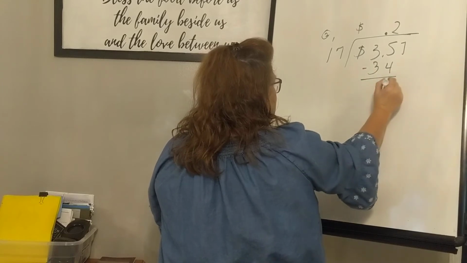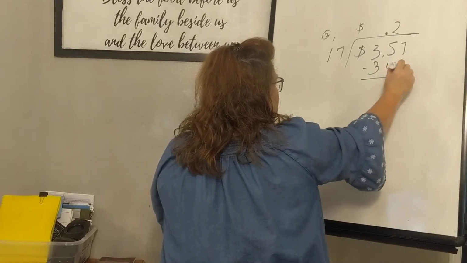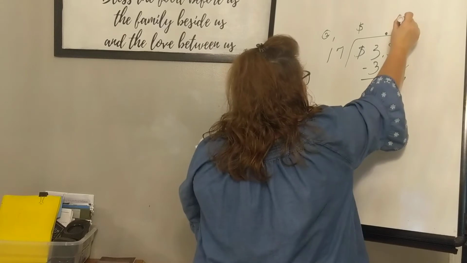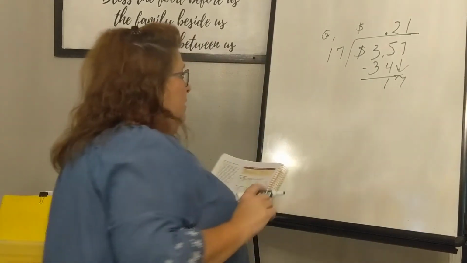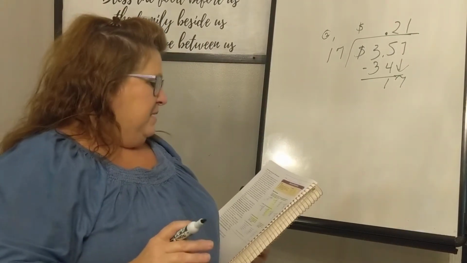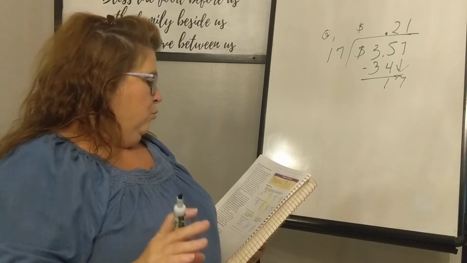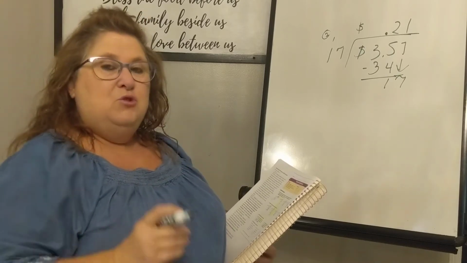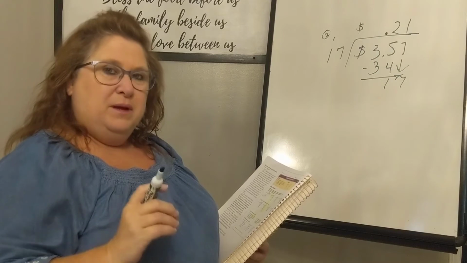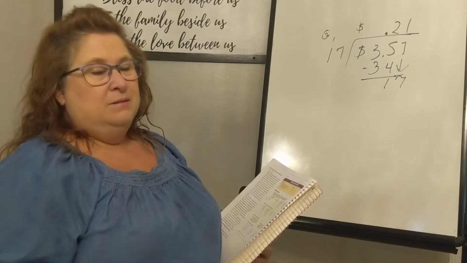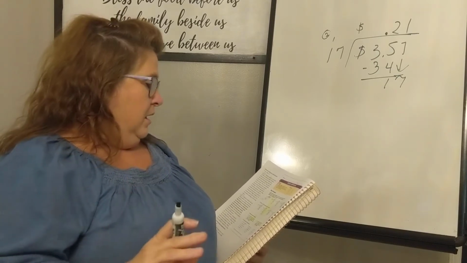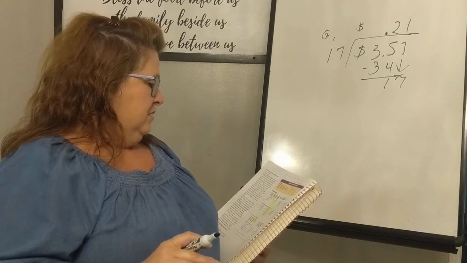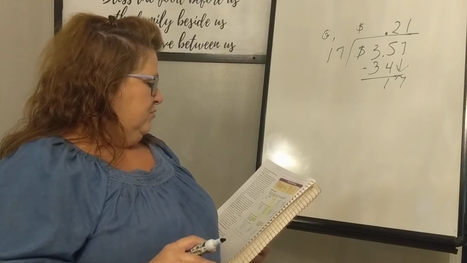We subtract. And of course, we bring down our 7. Of course, 17 will go into 17 one time. So $3.57 divided by 17 is 21 cents. So literally, you just bring your decimal straight up into your quotient before you begin. That is literally what this class is. I know that sounds really, really strange, but that's what it is.